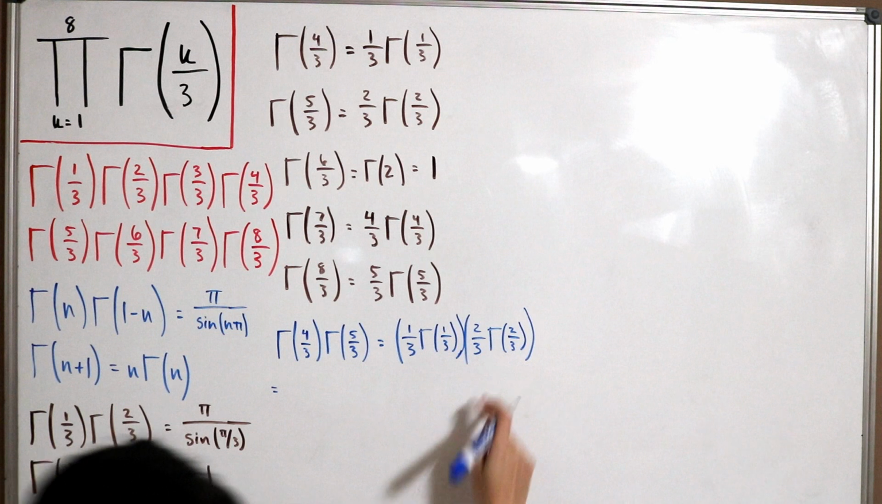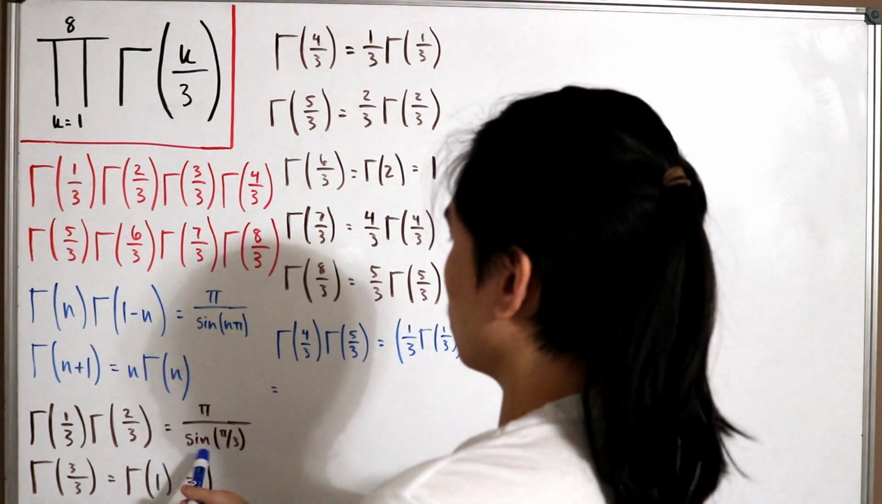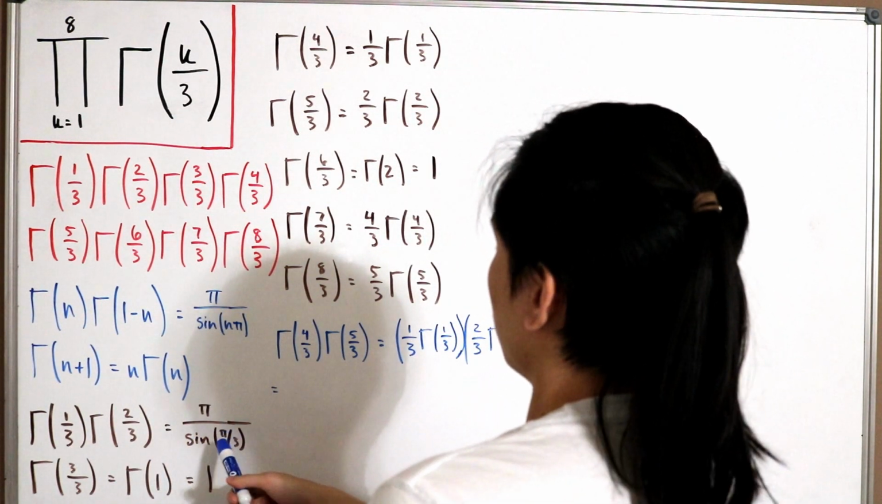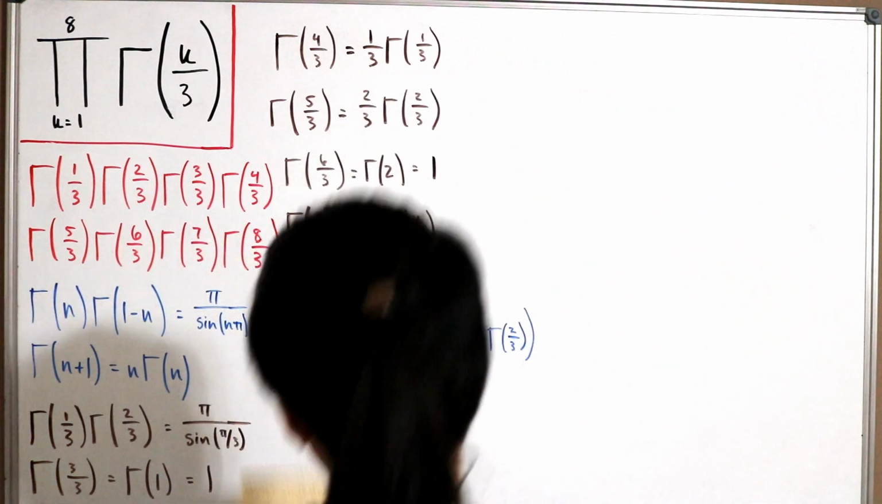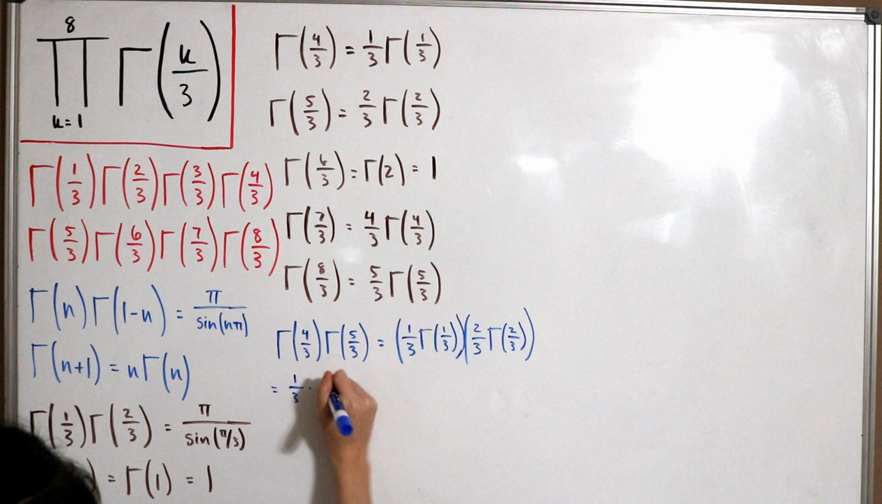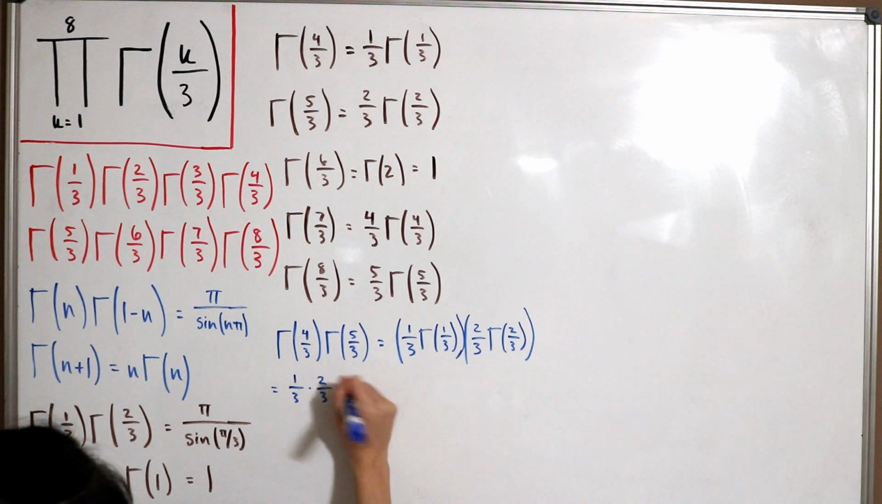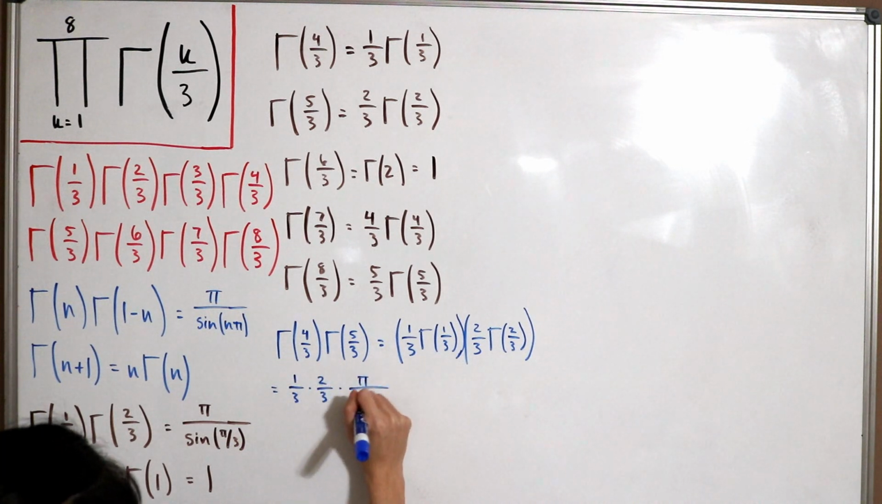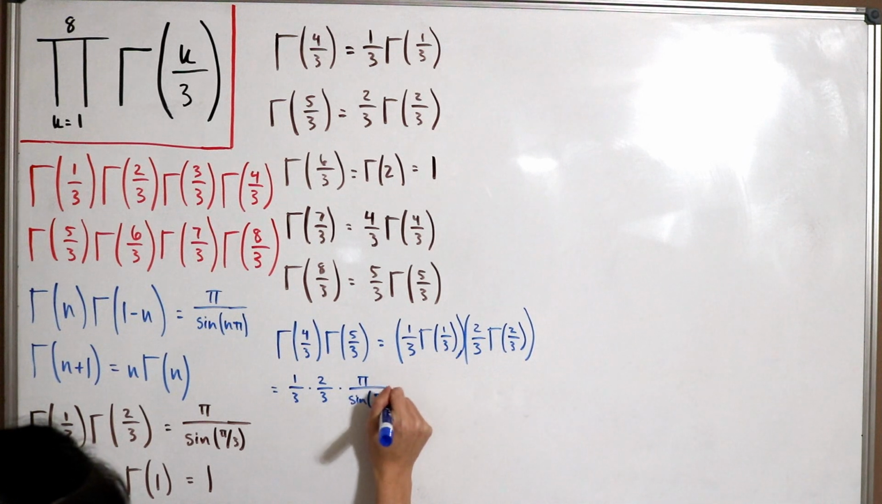2 over 3, but we actually just showed that this is equal to pi divided by sine of pi over 3. So we can just substitute that back in. And so what we're left with is 1 over 3 times 2 over 3 and then times pi divided by sine of pi over 3.